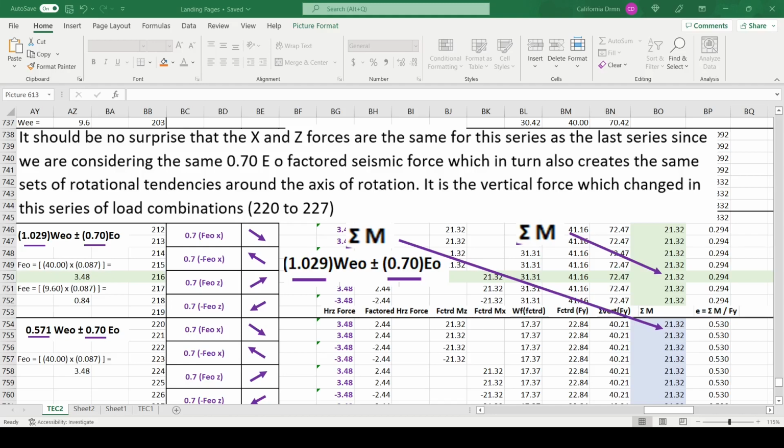It should be no surprise that the X and Z forces are the same for this numerical series as the last series, since we are considering the same 0.70 factored seismic force, which in turn also created the same sets of rotational tendencies. It is the vertical force which changed for this series of load combinations. In this case we considered load cases 220 to 227.